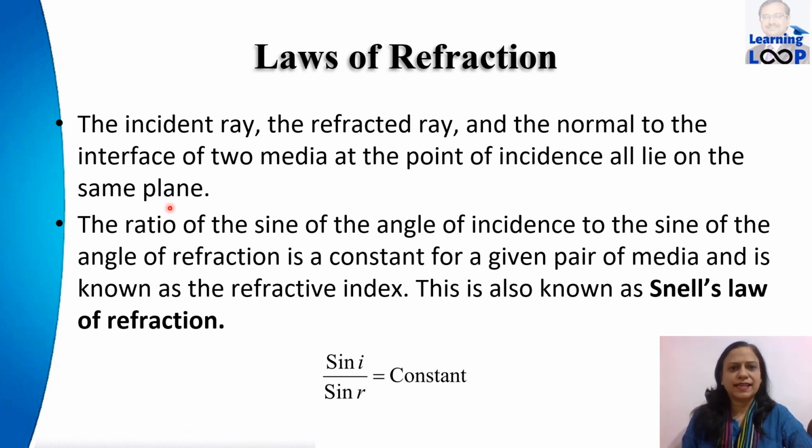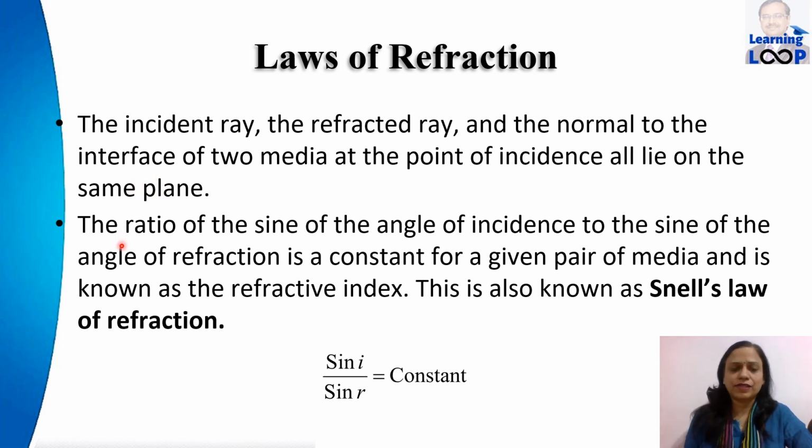The first law says that the incident ray, the refracted ray and the normal to the interface of two media at the point of incidence all lie in the same plane. So what does this mean? That if this is the incident ray coming in and there's a change in the medium, the refracted ray also will pass in the same plane. That means it's a two-dimensional process, and you can well imagine something that is two-dimensional always stays in a plane.